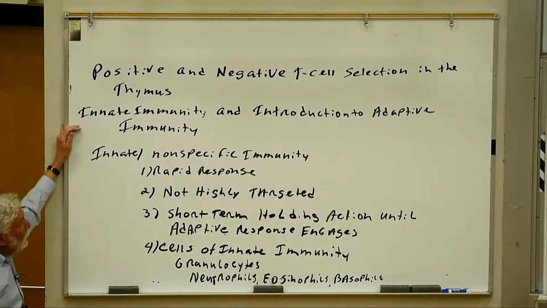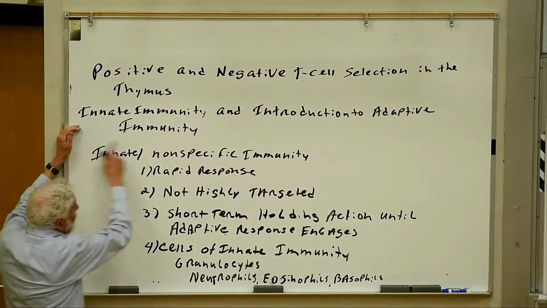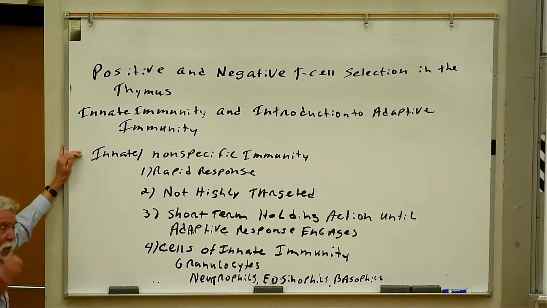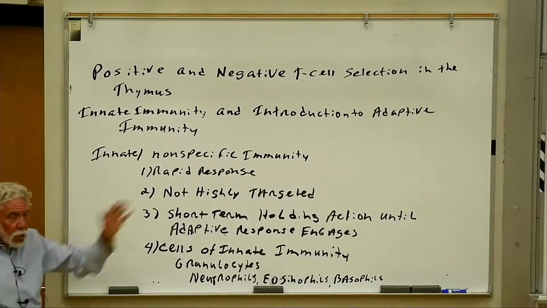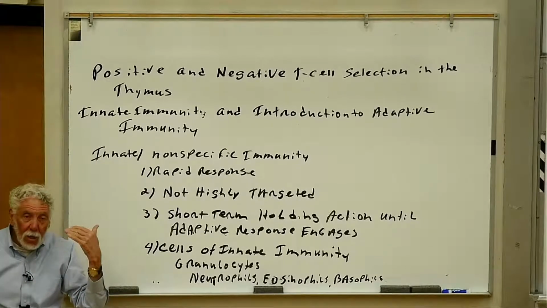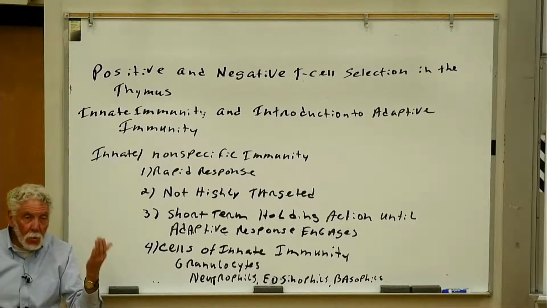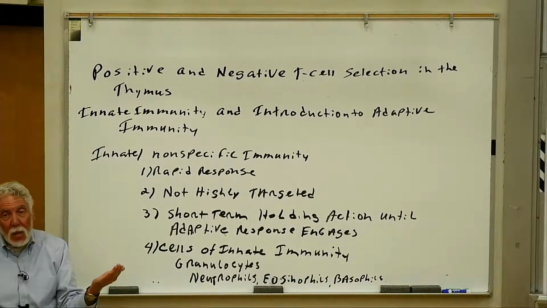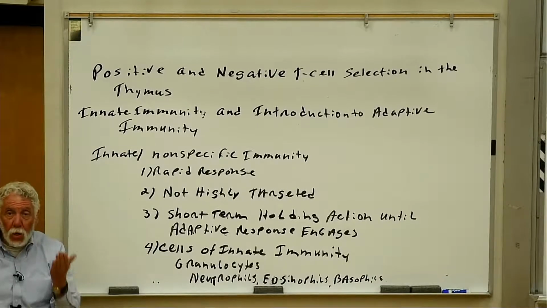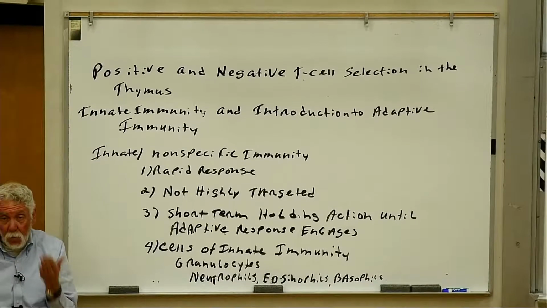The innate immune system, then: we're going to talk about the innate immune system and an introduction to the adaptive immunity. When we think about the immune system, we divide it into these two big camps. One is said to be the innate or non-specific immune system, and the other is said to be the adaptive or specific immune system. We're going to work our way through the non-specific or innate immune system first.